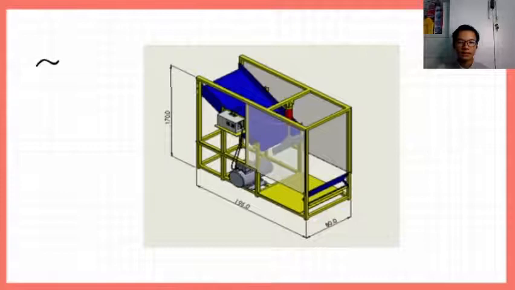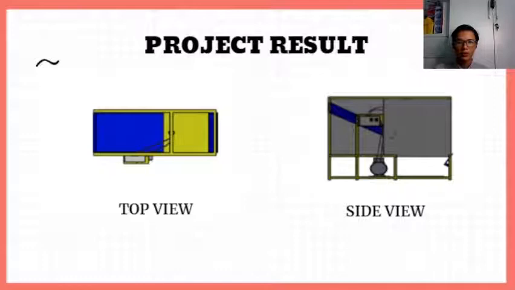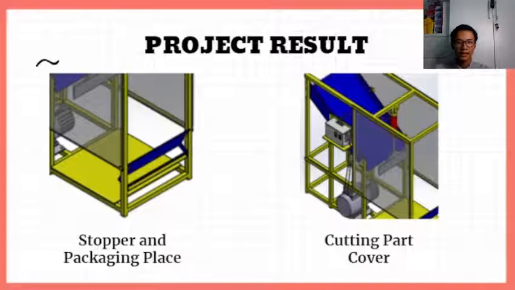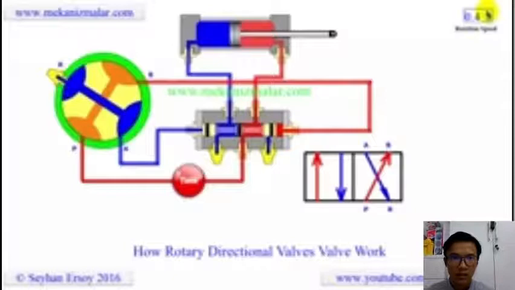Next, we talk about the project result. This is the top view and the side view. We can see the grayish part is our protective cover. Next is the far view. This is our switch box, and then the stopper, and then the packaging plate, which is the yellow plate, and then the cutting parts cover.